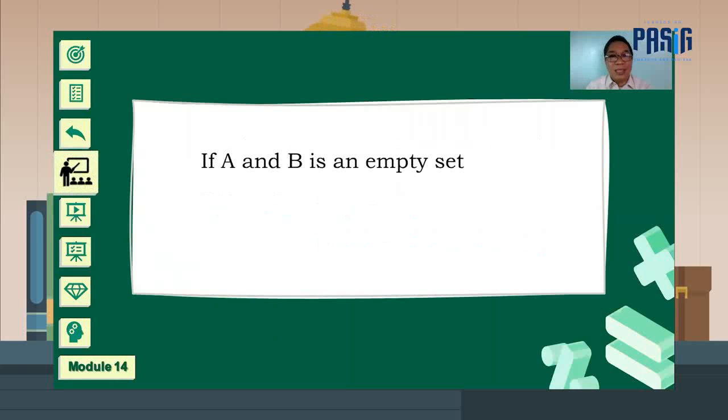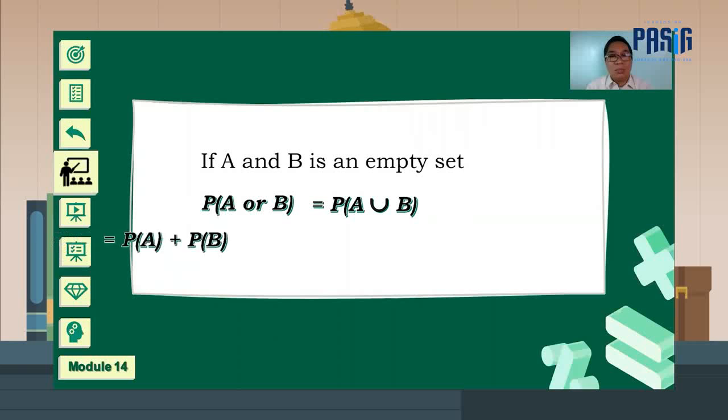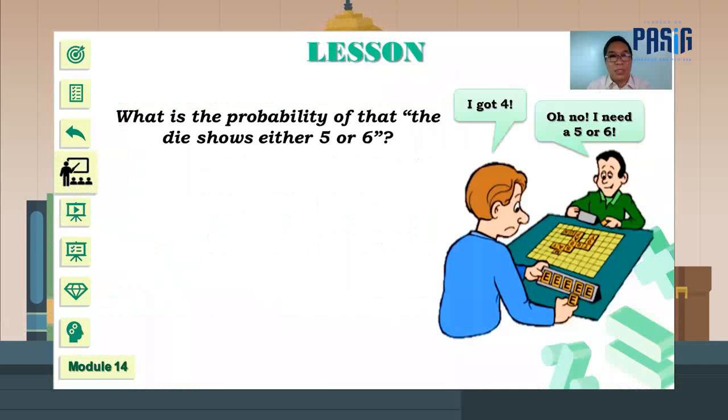If the intersection of A and B is an empty set, which means they do not have anything in common, probability of A or B is equal to probability of A union B, which is probability of A plus probability of B.